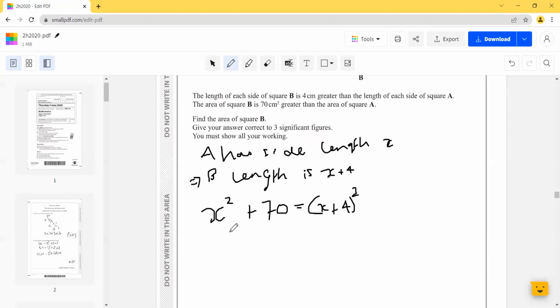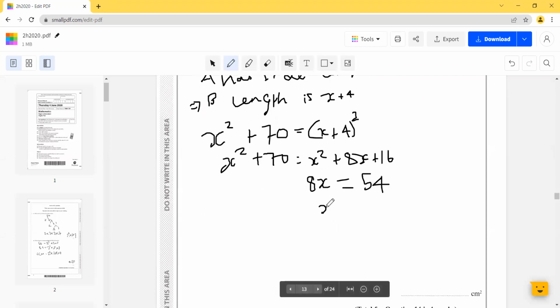Okay. So now we can solve this. So x squared plus 70 is equal to x squared plus 8x plus 16. Now, obviously, you can see that the x squares cancel out, so we don't have to worry about any factorizing. And we now get that 8x is equal to 54. So x is 6.75.